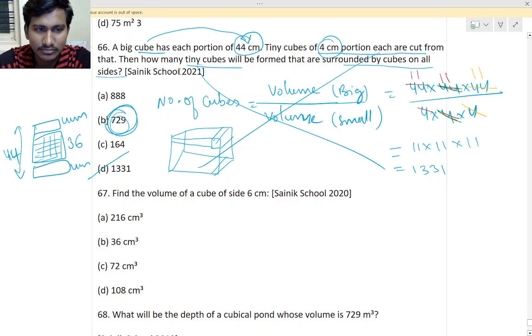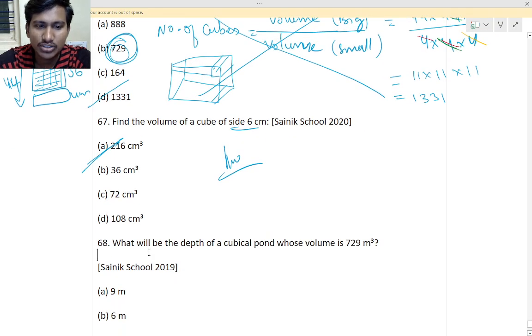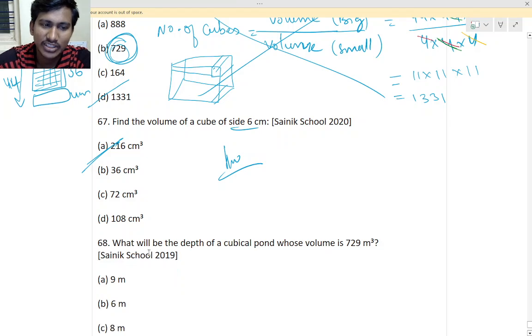Okay. Sir, 67 question answer is 216 centimeters square. Yes. State answer is 9 meters. Very easy question. Do it as a homework. Okay now? Now next question, 68. What is the answer? Easy. What will be the depth of a cubical pond whose volume is 729?